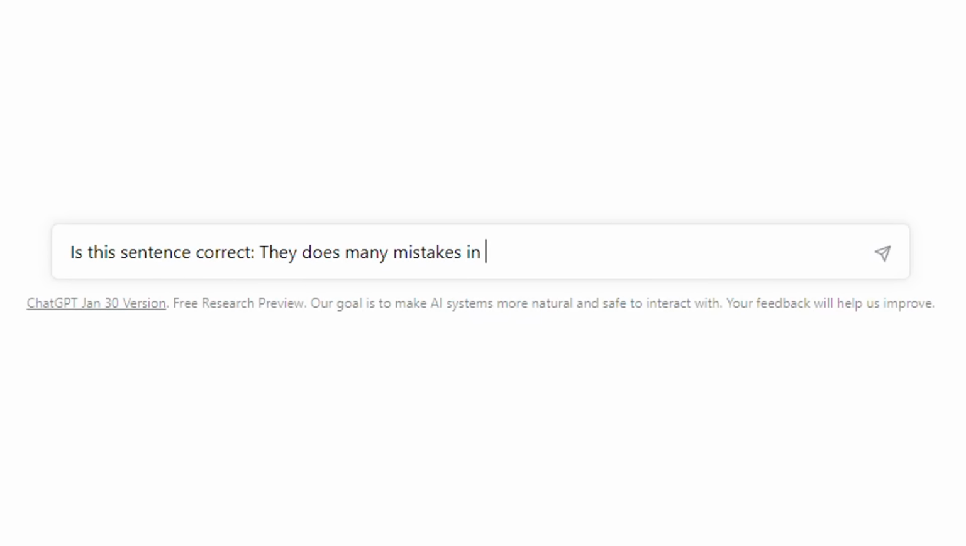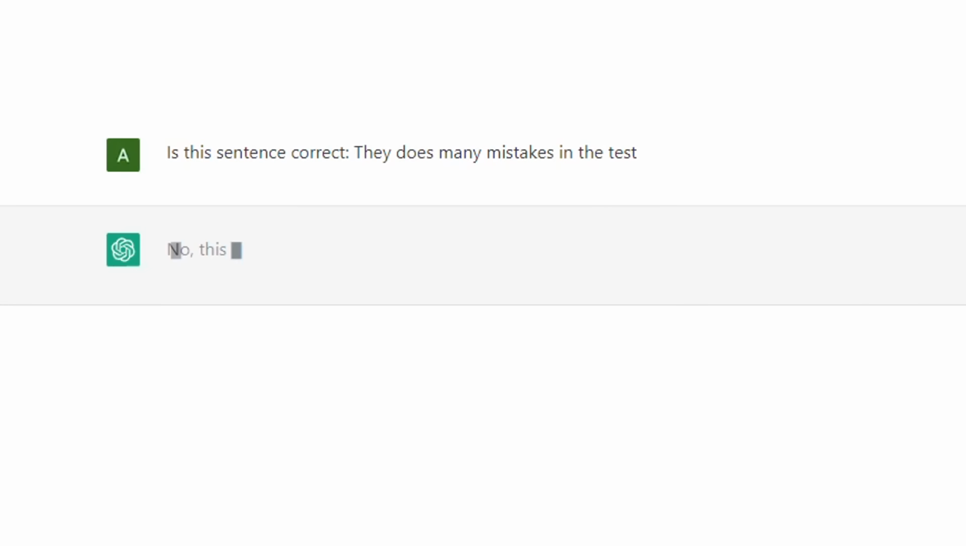But that is not enough. You can read these sentences out loud, repeat them again and again until you remember these grammar structures. Then you can ask ChatGPT to check your grammar and spelling and correct your mistakes. For example, is this sentence correct?